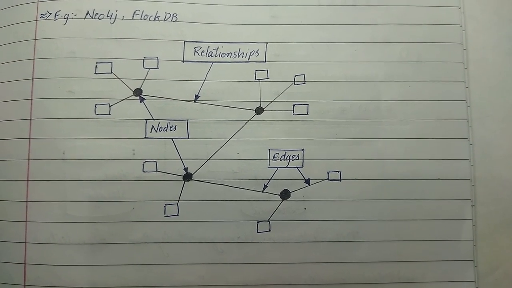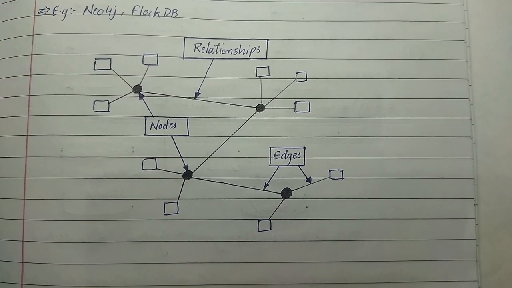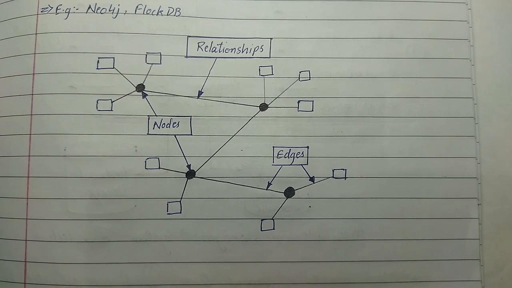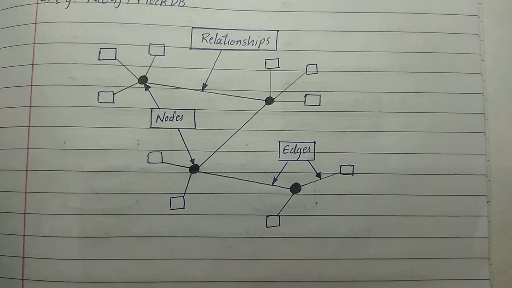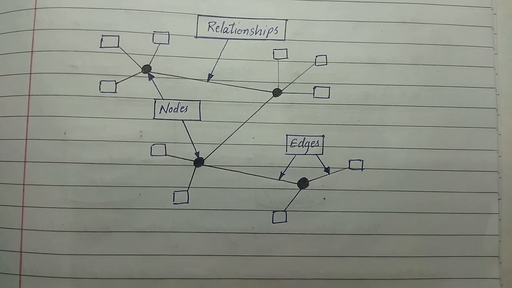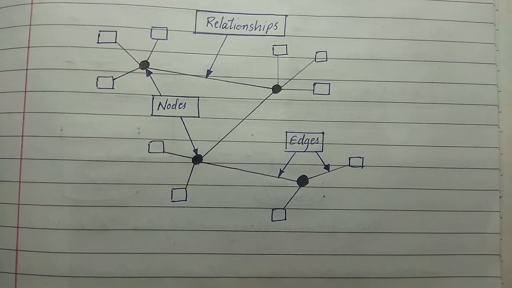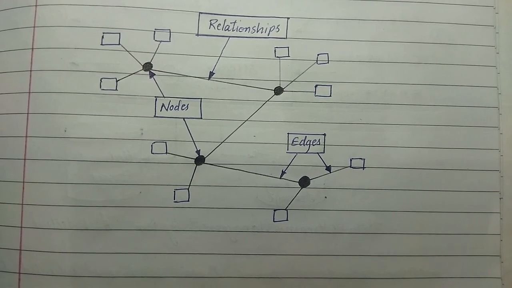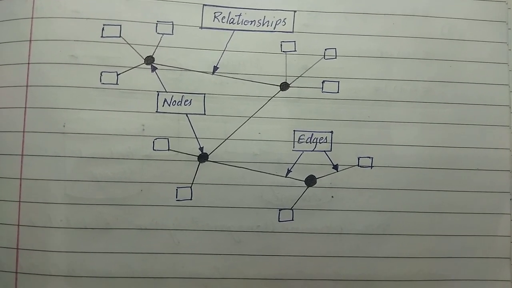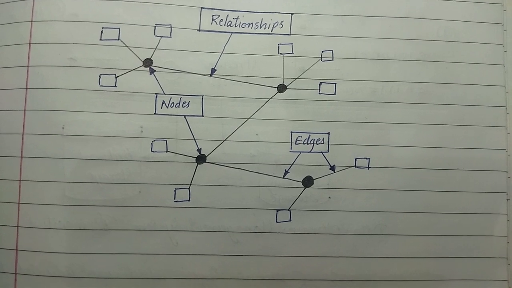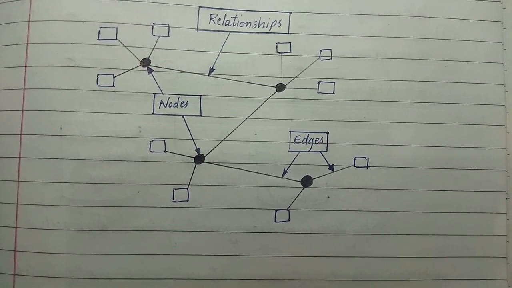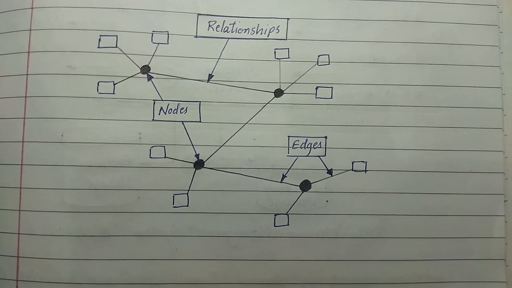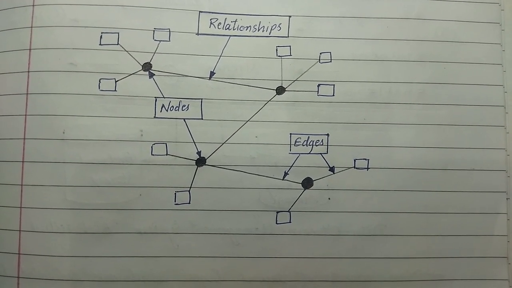The dark circles are nodes, and the line joining the two is the relationship between those nodes, and the squares are the points, and we can see the edges that represent the connection between those nodes and the data points.